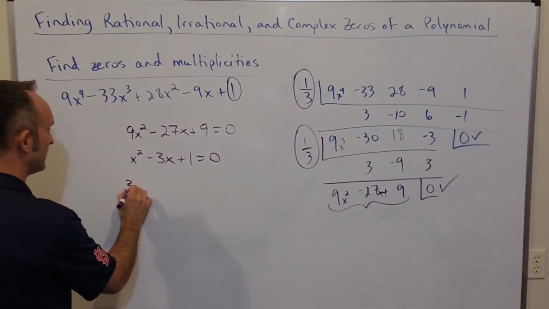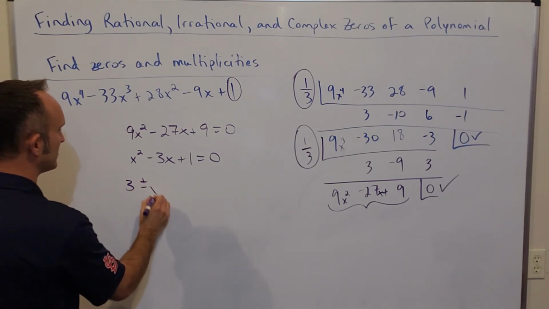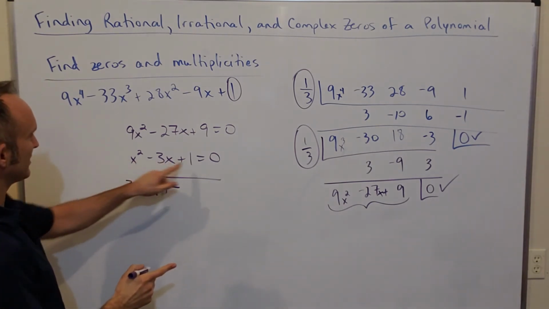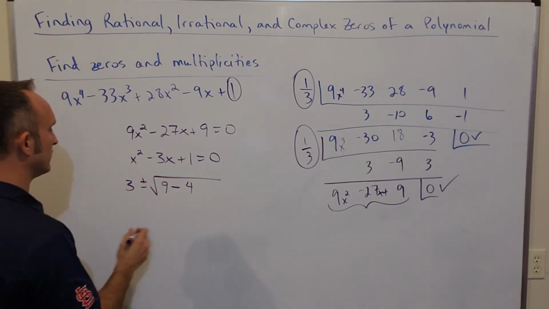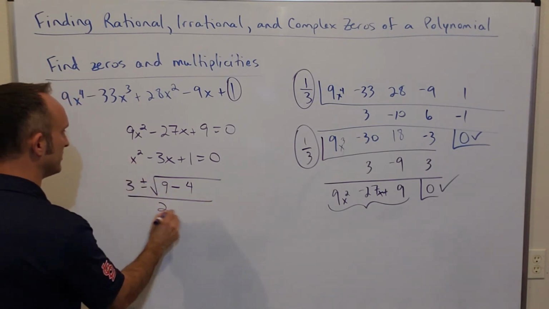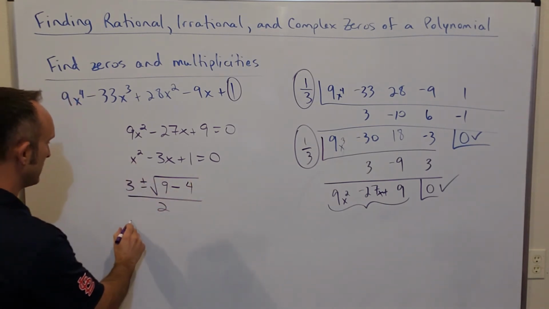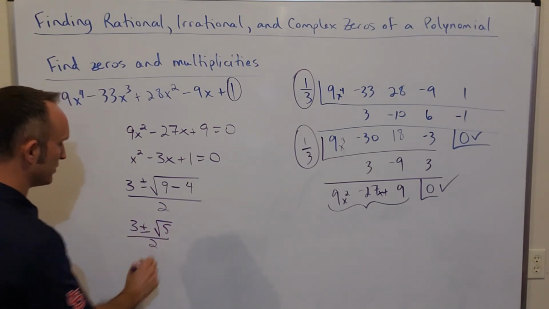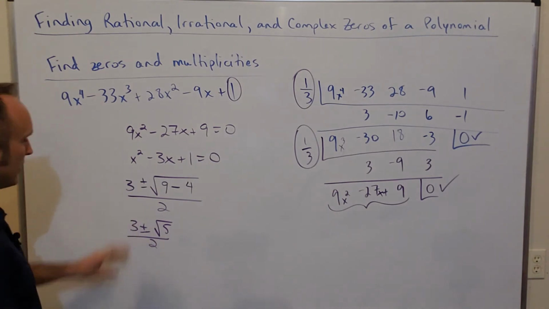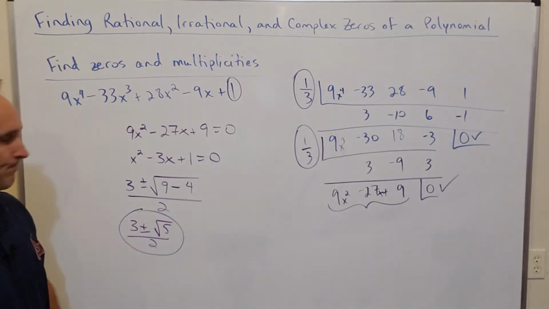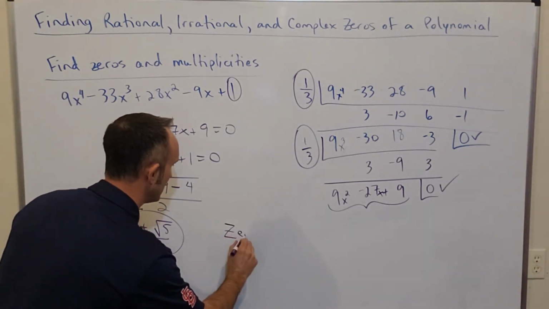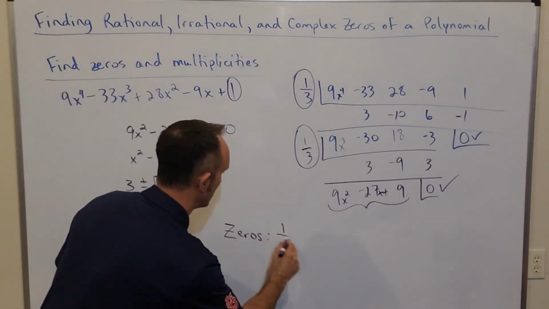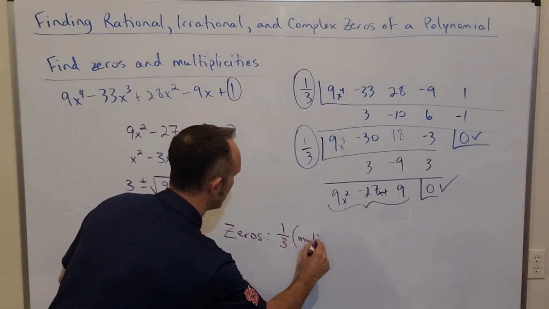So we've got negative b, positive 3, plus or minus the square root of negative 3 squared is 9, minus 4 times 1 times 1, that's 4, so 9 minus 4, over 2 times 1 is 2, okay? So we get 3 plus or minus the square root of 5, which does not simplify, over 2, and we can't reduce this, okay? So there are the last two zeros. So let's answer the question. What are the zeros and multiplicities of this polynomial? So 1/3 is a 0, but it has multiplicity 2.